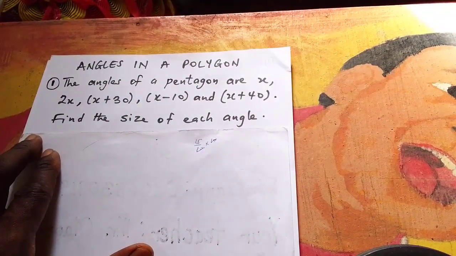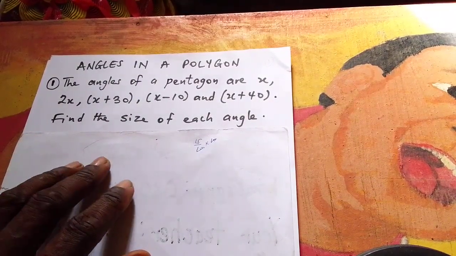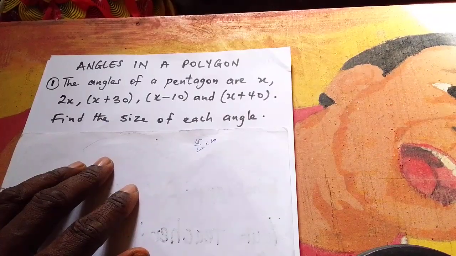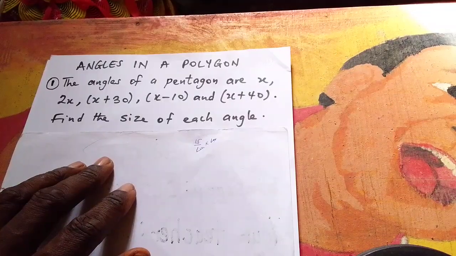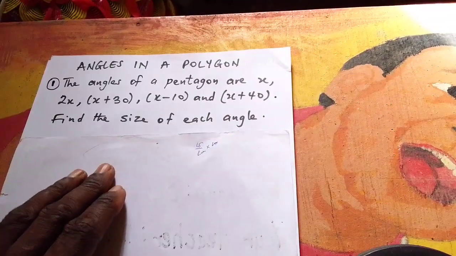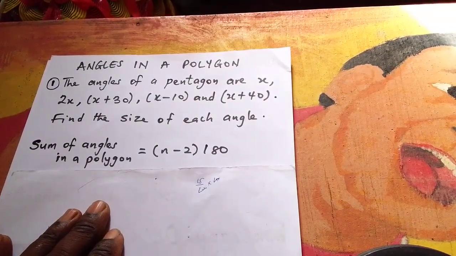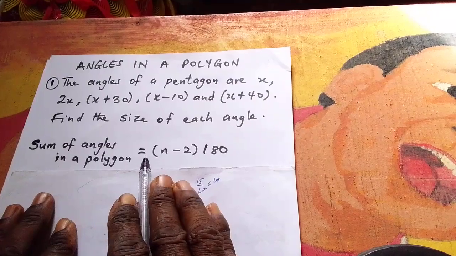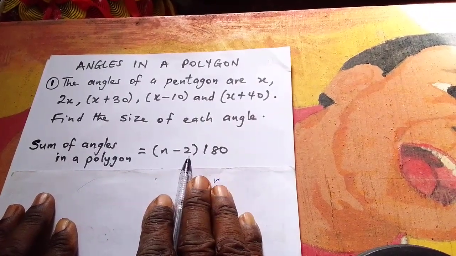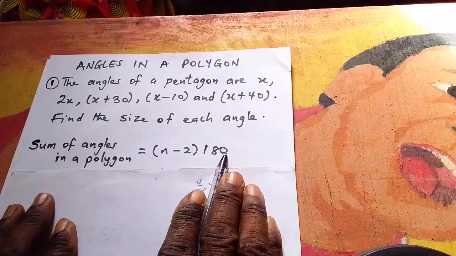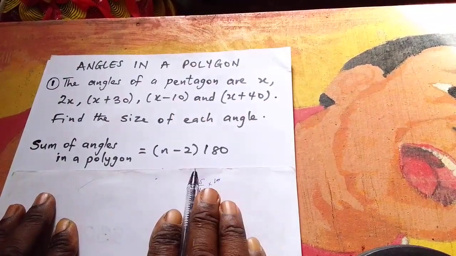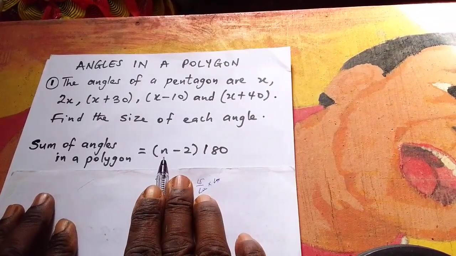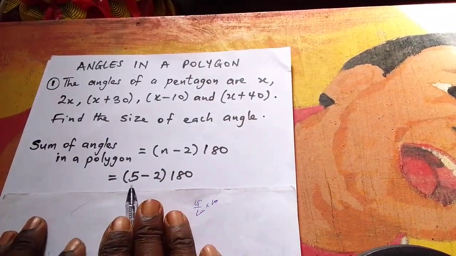Now, when you talk of a pentagon, a pentagon has 5 sides. If you see this type of question, the first thing you must do is to find the sum of angles in that pentagon. So you use the formula for the sum of angles in a polygon: sum of angles equals (n minus 2) times 180. Since a pentagon has 5 sides, the value of n here will be 5. Let's substitute 5 for n.